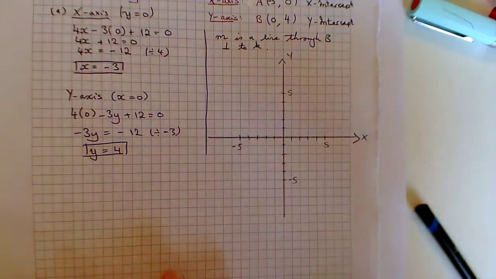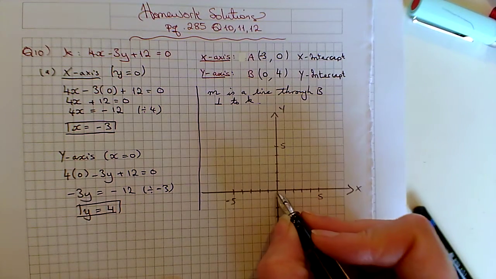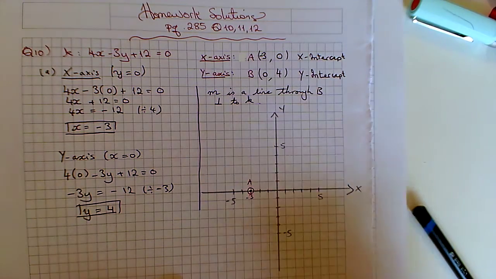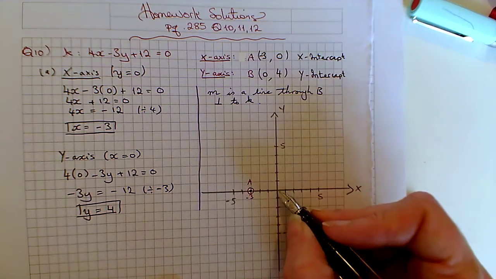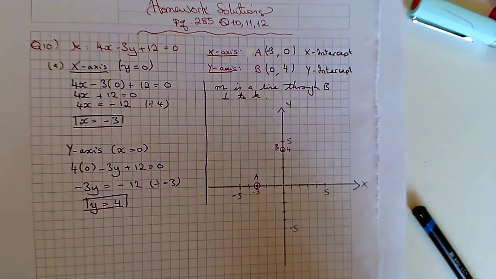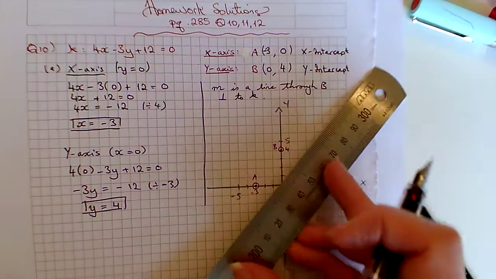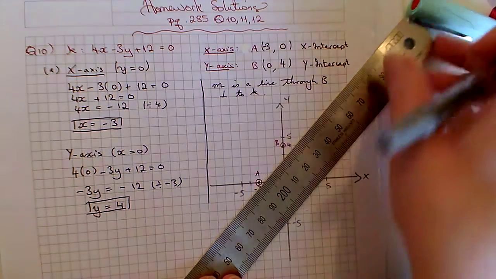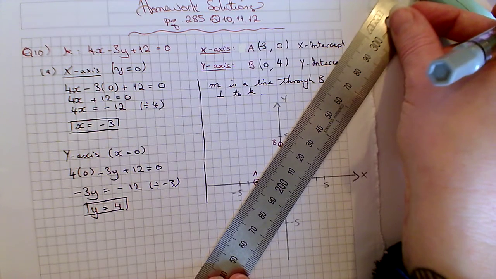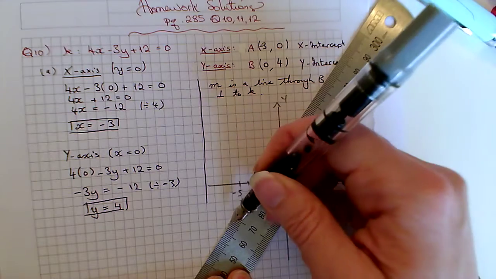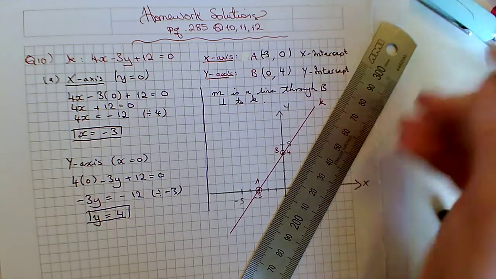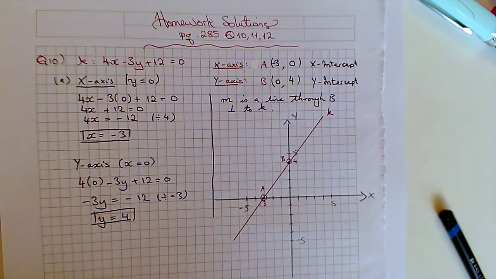So for K, I've got A, which is minus 3, 0, and I have B, which is 0, 4. There's A and B, and I draw my line through those 2 points as accurately as I can. Okay, so there's the line K. I can write down its formula as well, but it's okay to just do this.